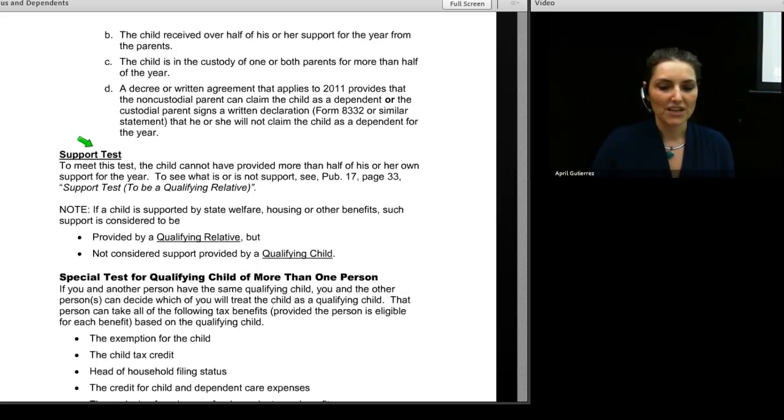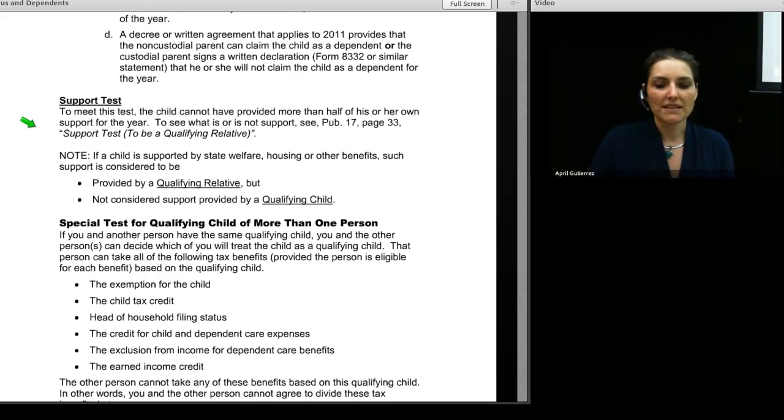All right? Support test. To meet this test, the child cannot have provided more than half of his or her own support for the year. To see what is or is not support, see Publication 17, page 33. Support test to be a qualifying relative. Note, if a child is supported by state welfare, housing, or other benefits, such support is considered to be support provided by a qualifying relative, but is not considered to be support supplied by a qualifying child.